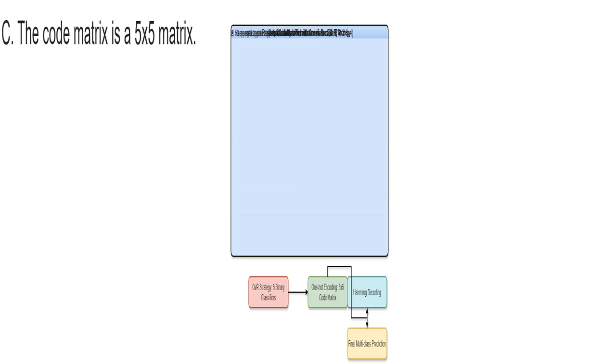In this scenario, the code matrix is a 5 by 5 identity matrix. It's a 5 by 5 matrix because we have 5 classes. In a 5 by 5 identity matrix, each row represents a class, and a 1 indicates that class. This one hot encoded matrix is used in the decoding stage to determine the final class prediction. The Hamming distance is a measure of the difference between 2 binary strings. It counts the number of positions where the bits differ.